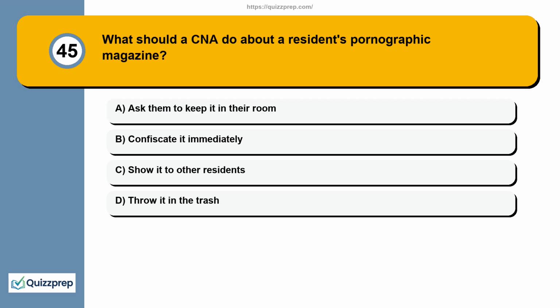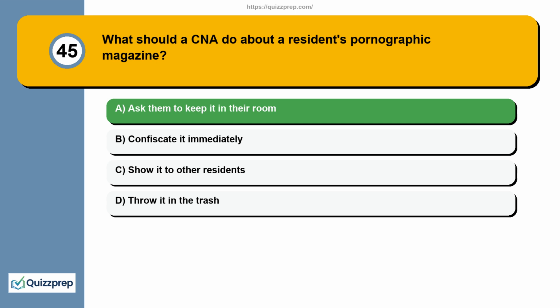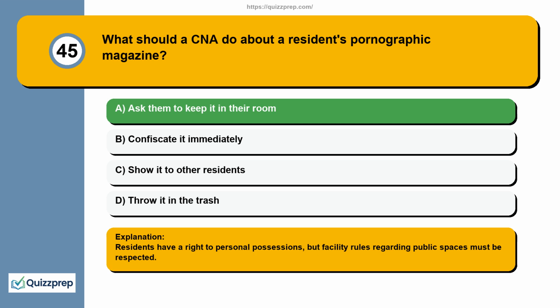Question 45. What should a CNA do about a resident's pornographic magazine? Ask them to keep it in their room. Confiscate it immediately. Show it to other residents. Throw it in the trash. Residents have a right to personal possessions, but facility rules regarding public spaces must be respected.